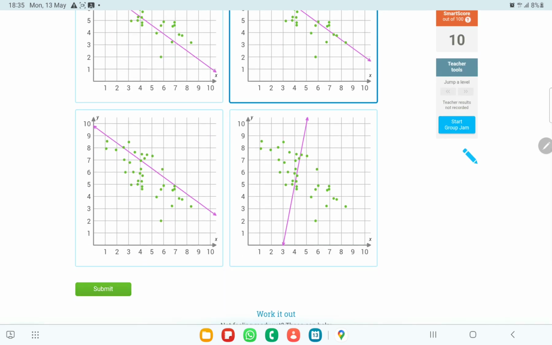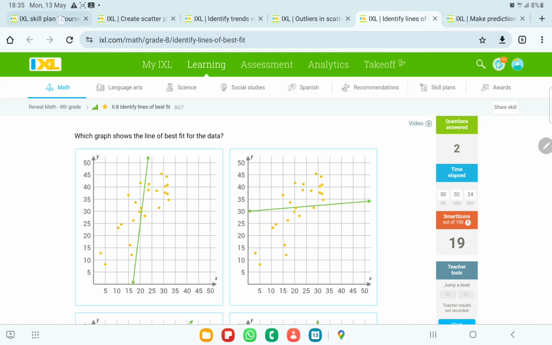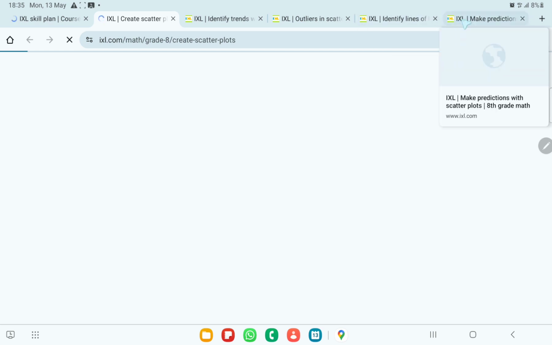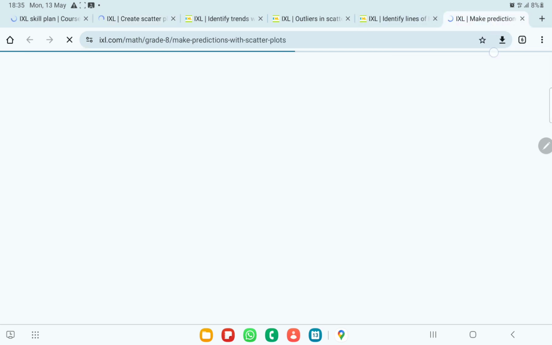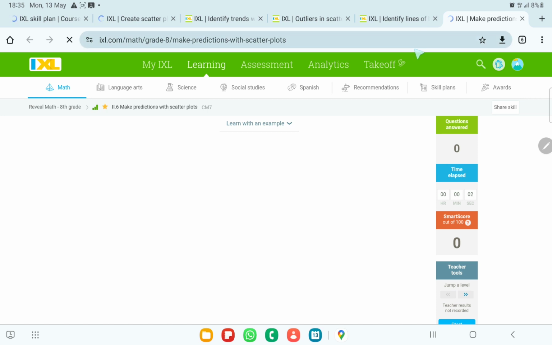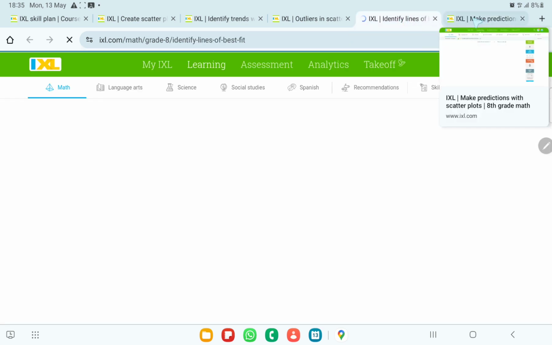So let's pick this one, and that's it. Very good. So now we are done with 11.1. What we want to do now is start 11.2, make predictions. Make predictions is the last skill in 11.2, and undefined lines is also in 11.2.